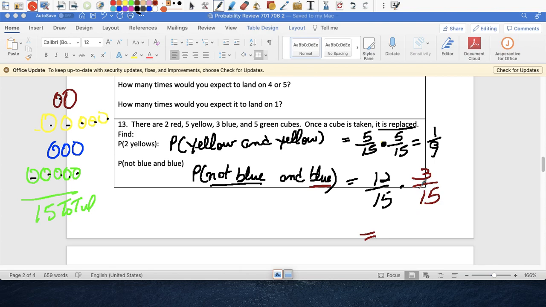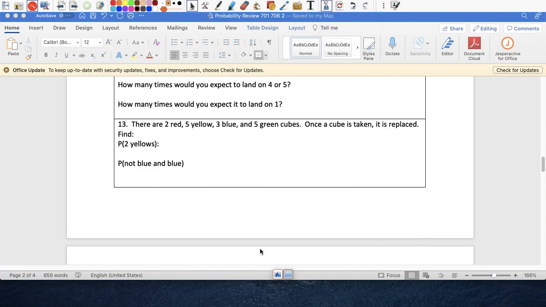So it's 12 over 15 times 3 over 15. And if you simplify that, you get 36 over 225.